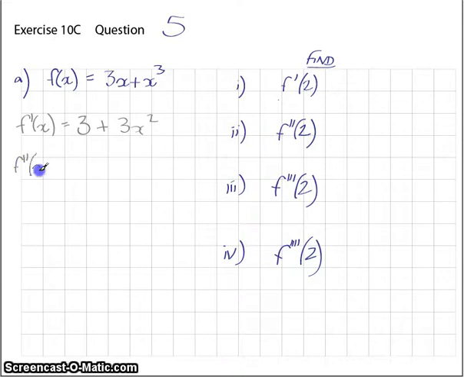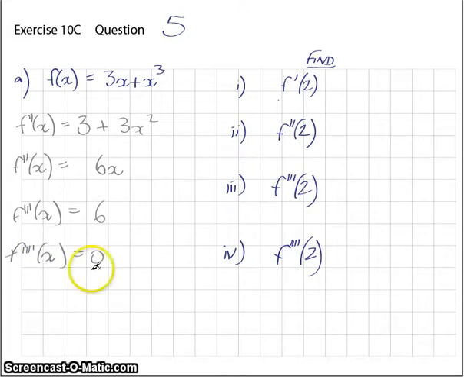Here's my second derivative. Constant goes to 0, so I've just got this one, which is 6x. My third derivative, 6, and my fourth derivative, 0. And now to evaluate each of these at the place where x equals 2.